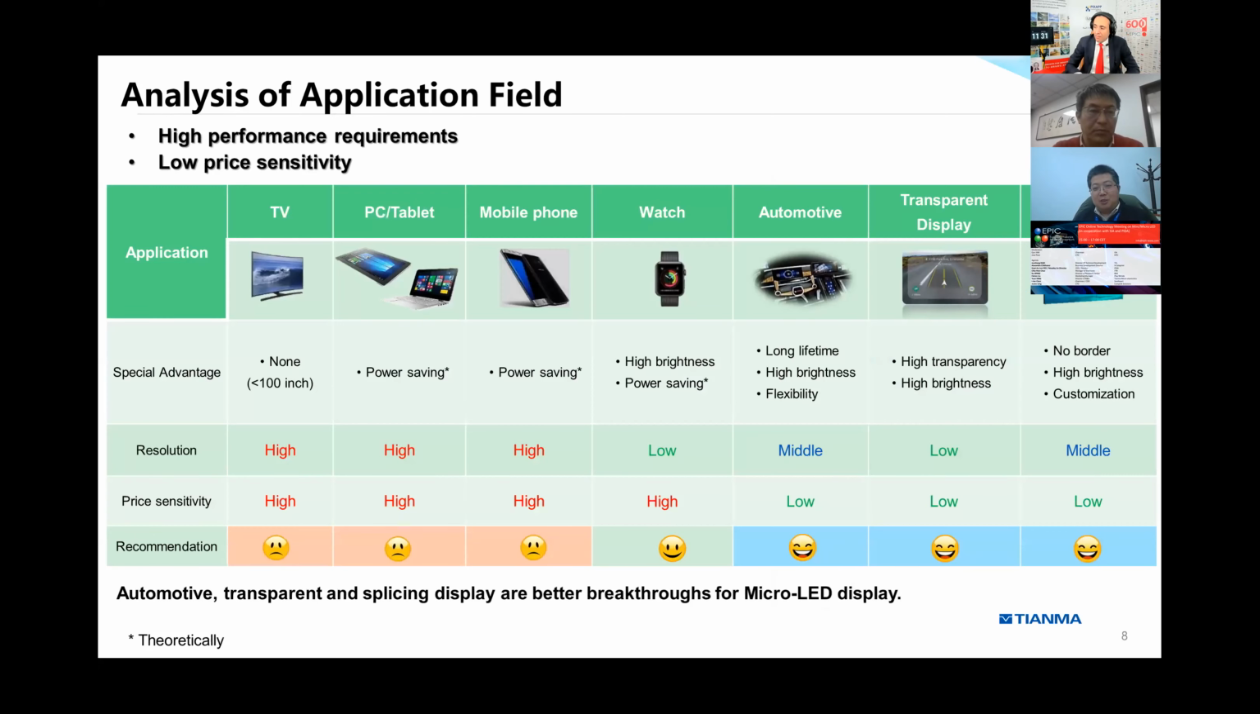And then overall speaking, we have been seeing all the different application fields for display in the consumer electronics area. Talking about cost and technology difficulties, there are a lot of barriers. Those with high barriers are automotive, transparent display, and splicing display, where we can apply Micro LED fully. And another one is wearables. Wearable itself is small in size and also low resolution, so the technology barrier is very low.